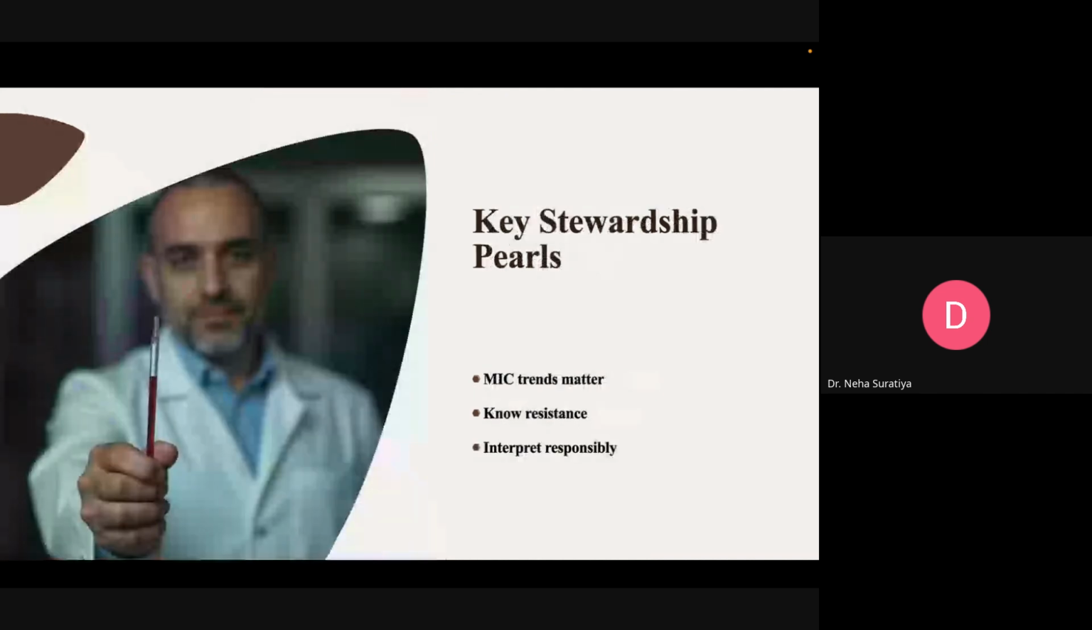So the key takeaway, the key stewardship pearl you can remember, is that antibiotics are a shared resource, guys. MIC trends very much matter, MIC creep, okay? Know the resistance pattern.